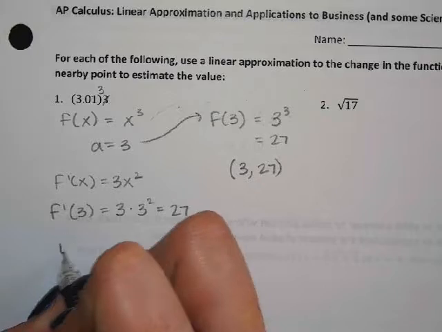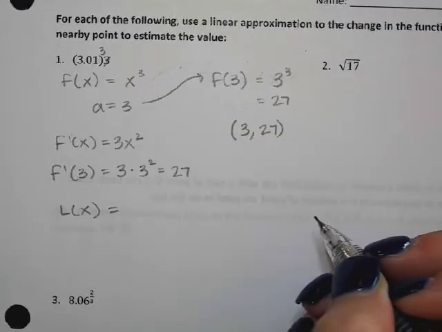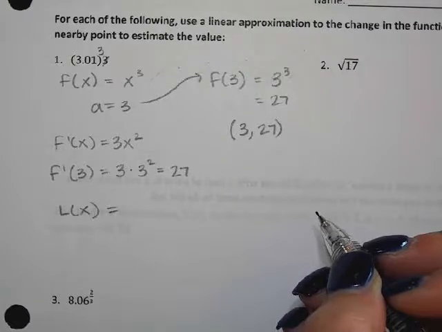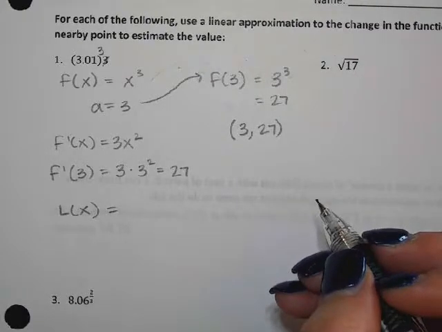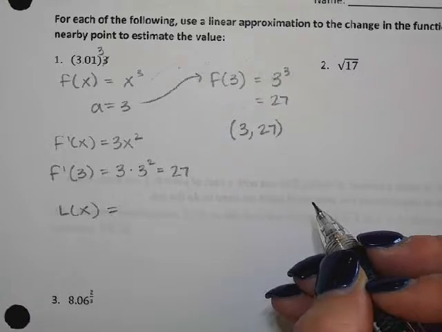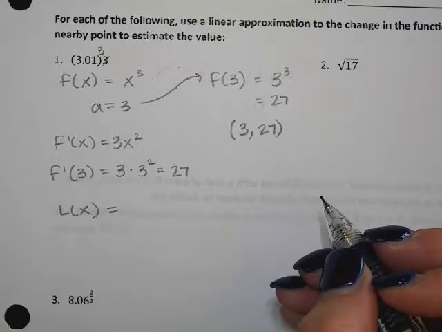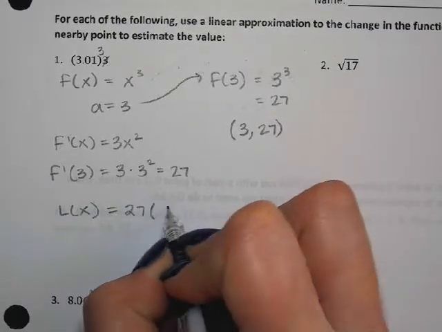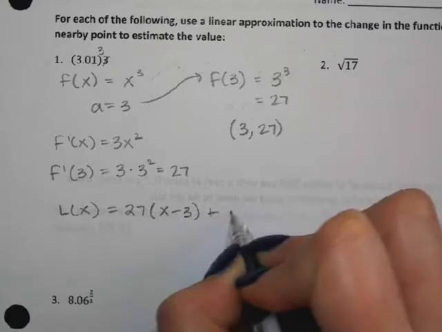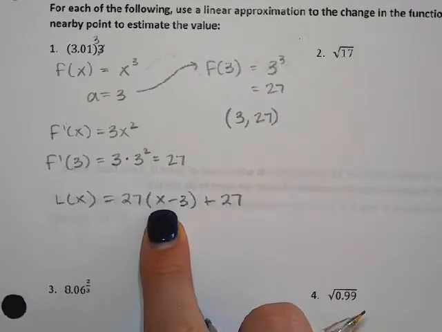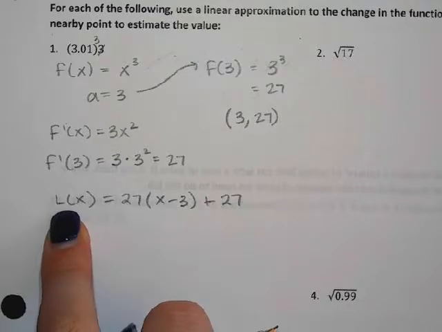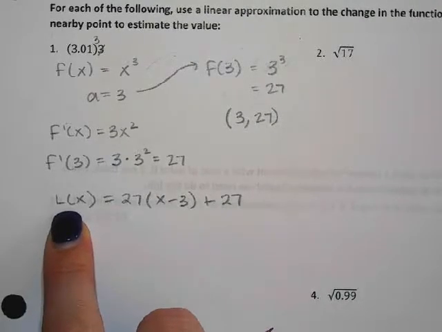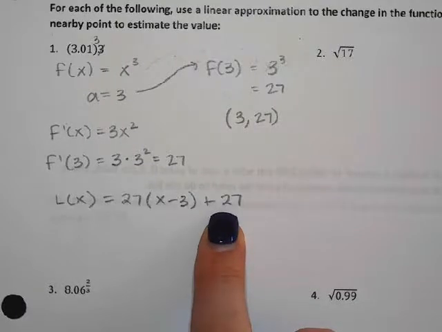Okay, so I'm going to say L of x equals. And then, those notes would be real helpful right now. Oh, it's going to be 27 times x minus 3 plus f of a, which is plus 27. So if you guys can see, this is just the equation of a line, right? But instead of having y minus 27, they're using L of x, and then they already moved the 27 over. Does that make sense? So it's exactly like what we've been doing. They just changed it slightly and called it something different, like we often do in calculus.